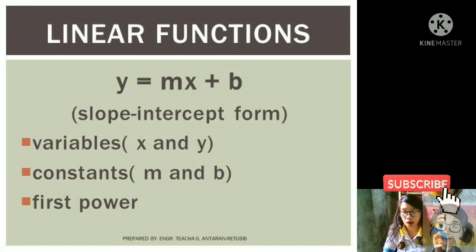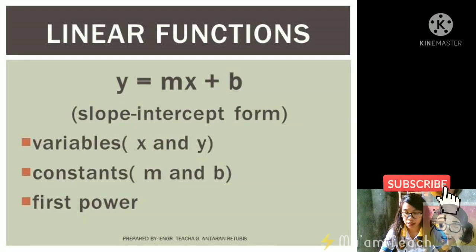Now, what is the first thing that we can observe if that equation is linear? How can we say it? If the degree is first power, or the highest exponent is 1. Our variable x there is raised to 1, just like what you can see in mx plus b. So the x there, the exponent is in the first power. Therefore, we can say that it is a linear function.